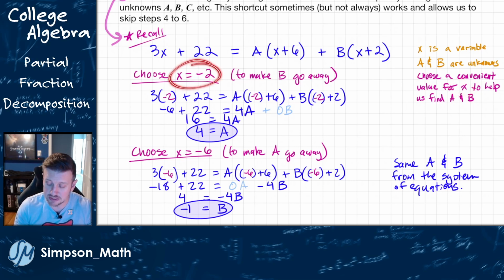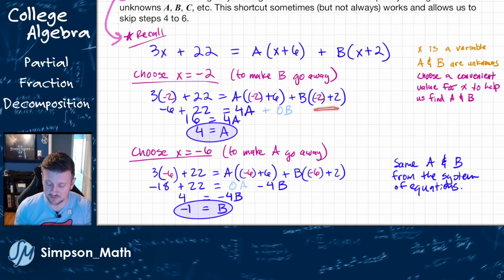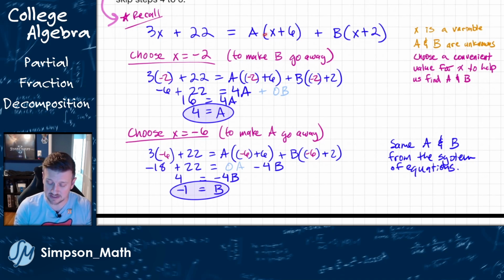So notice here, if I choose -2 and plug it into all of these, look what happens to the b term. What's -2 plus 2? Well, that's 0. 0 times b is just 0. So if I plug in a -2, the b term goes away, and I'm just left with one equation, one variable: 16 equals 4a. I can divide by the 4 and I get a is 4, and that's what we saw earlier without having to make that system.